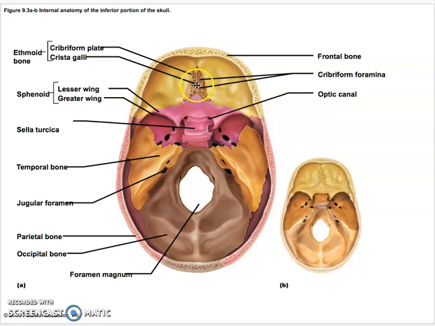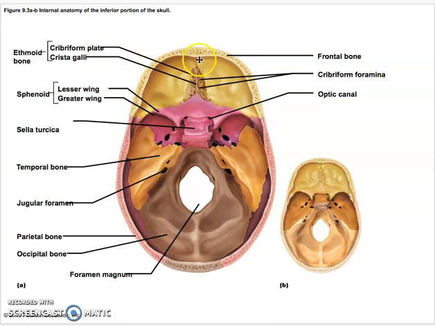At the very center of the ethmoid bone is a ridge, and whoever named this ridge thought it looked like the comb of a rooster. And so it's called the crista galli, which means rooster's comb. On either side of the rooster's comb are these plates that are called the cribriform plate.